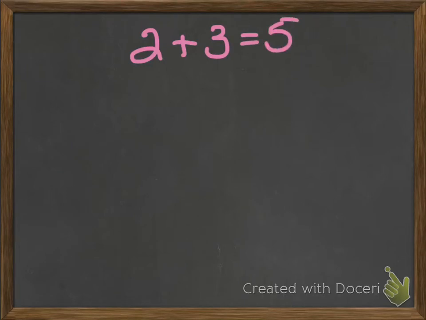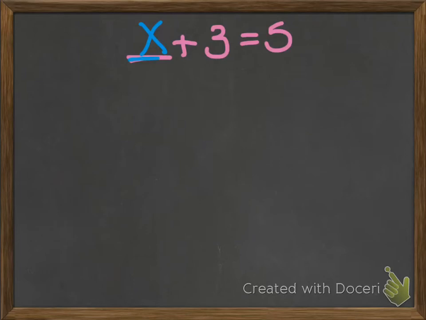Alright, so let's just look at a basic equation. 2 plus 3 equals 5. Well, what if I didn't know what number plus 3 equals 5? Well, everybody says 2. But what if I didn't know? It was an unknown value. So we're trying to find that unknown value.